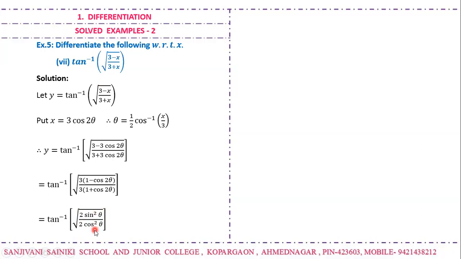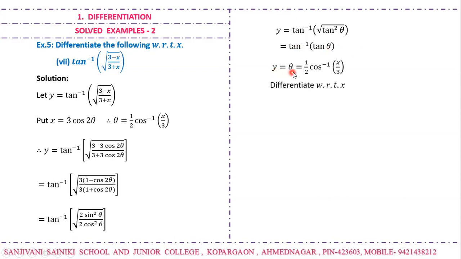Sin square upon cos square is tan square, and due to the square root and the square, they will cancel each other and we get tan theta. Again, tan inverse of tan theta is theta. Using that property, we get y is equal to theta. Theta is equal to 1 upon 2 cos inverse of x upon 3. We will differentiate this equation with respect to x.